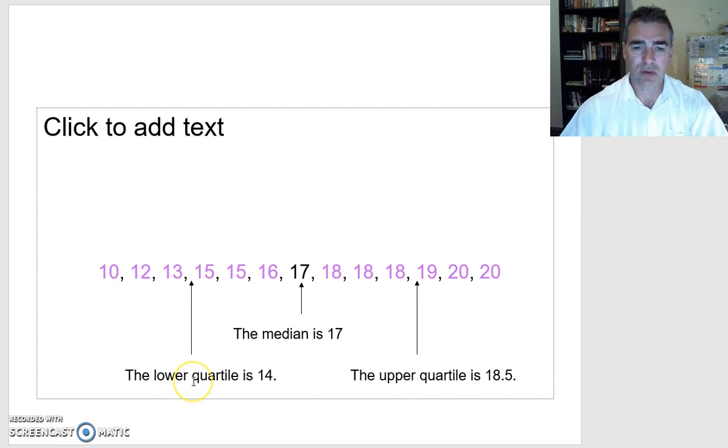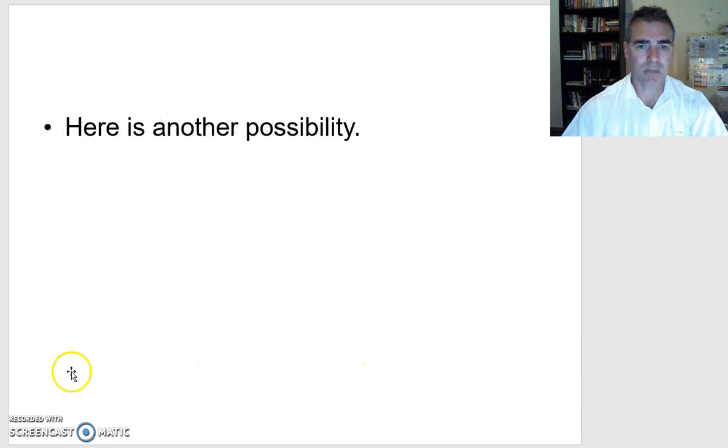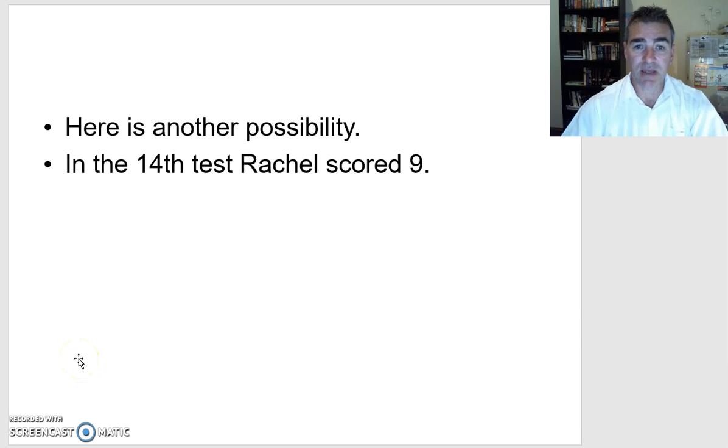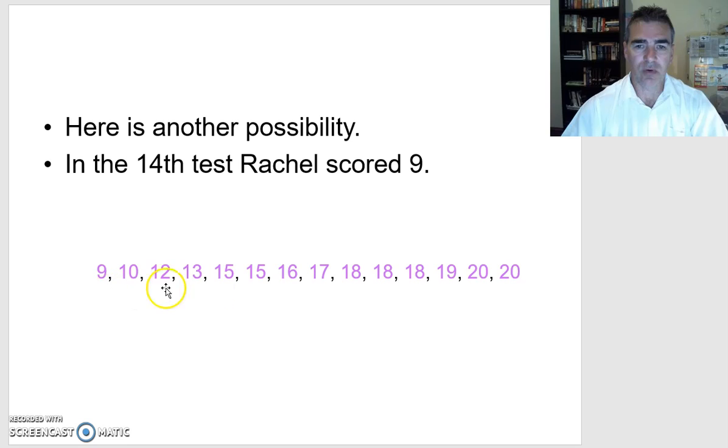So our lower quartile is 14 and our upper quartile is 18.5. Right, so let's have a look at another possibility. We're going to take Rachel again, and she's actually gone and done a 14th test, and this time she scored 9. So in order, this is what her 14 scores look like.